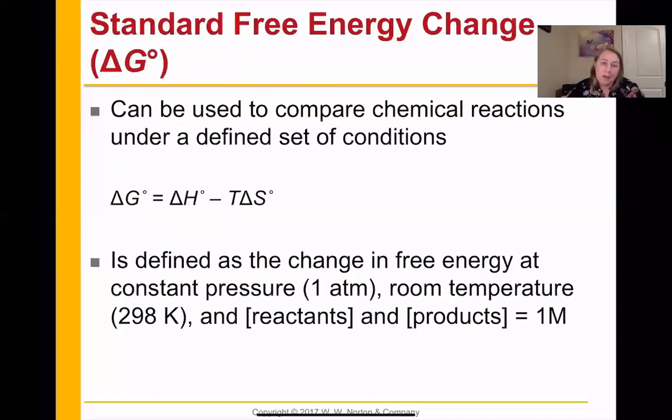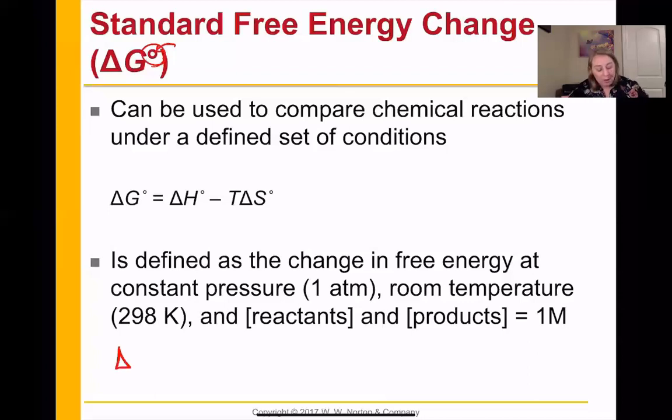You have to be able to compare these, but in order to compare them, you have to have a defined set of conditions. So we call it standard free energy change, delta G naught, and that's this little circle right there. Our standard conditions are a constant pressure of 1 atm and room temperature of 298 Kelvin. It's important to stay in Kelvin in these calculations so you don't have a negative sign there. We get really crazy. And then our reactants and our products are both at the same concentration of 1 molar. So delta G naught is a constant for a given reaction.